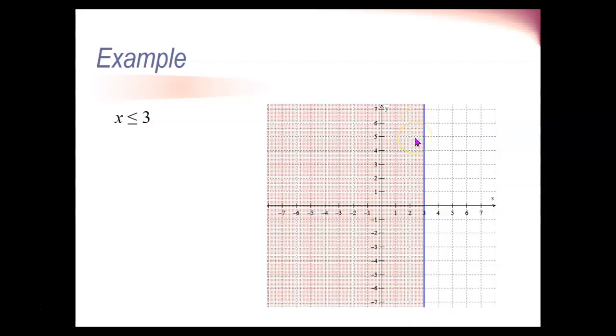And then if we want to shade where x is less than or equal to 3, that would be everything on this side, everything to the left of the line. All the points where x is 2 or 1 or -7 get included.